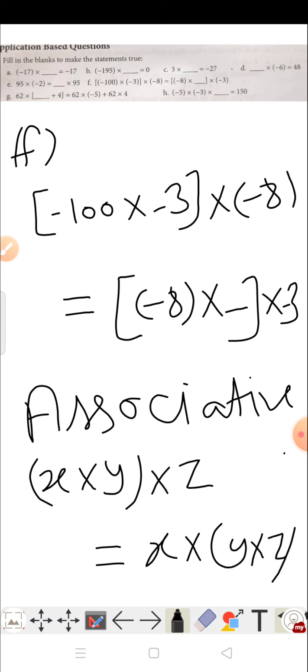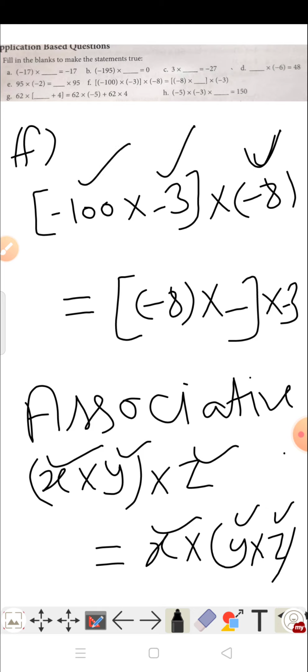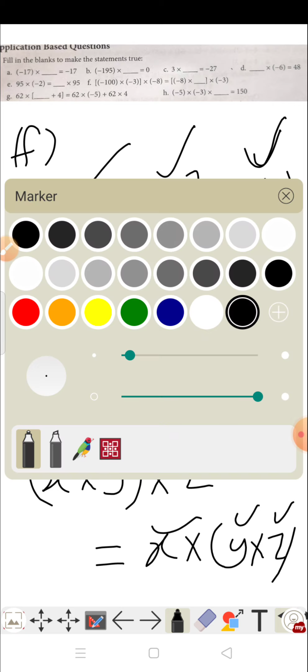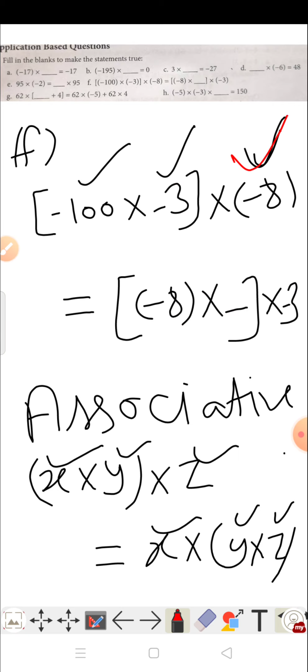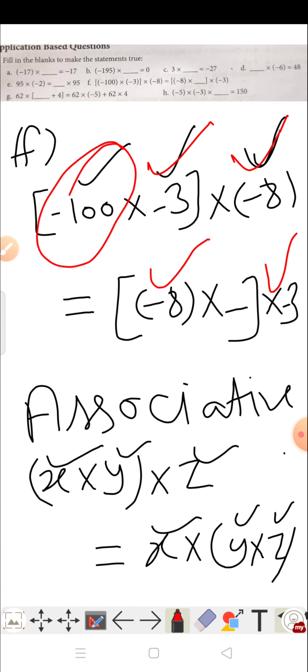So look at here. In the first bracket, what do we have? You have to check this x, y, z. Here also x, y, z. Again, look at here. 100, minus 3, minus 8. This is minus 8. There is minus 8 also. This is minus 3. Here minus 3 is present also. What is absent? Only the 100 is absent. So we have to fill this blank with minus 100.